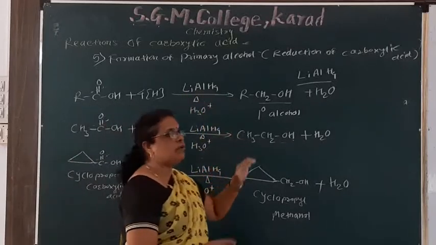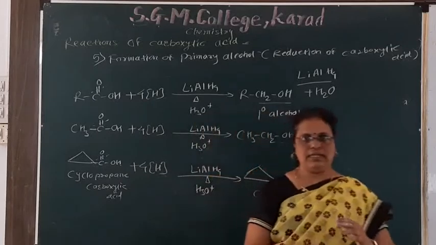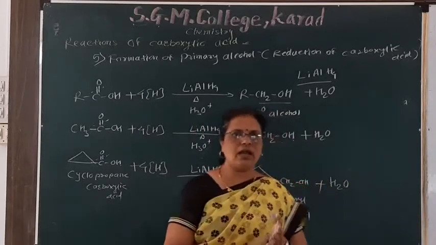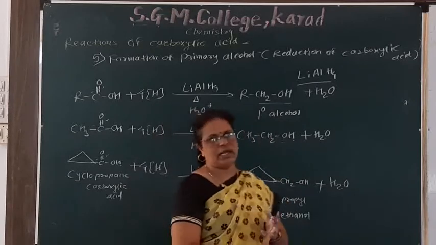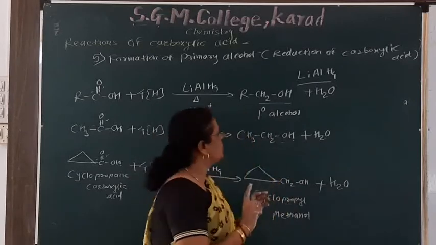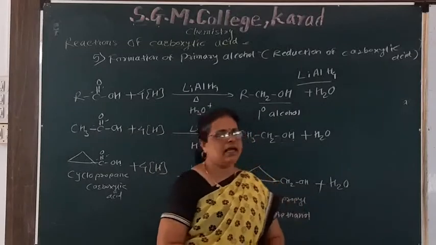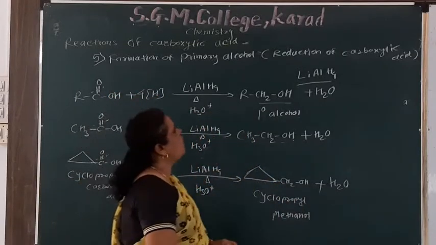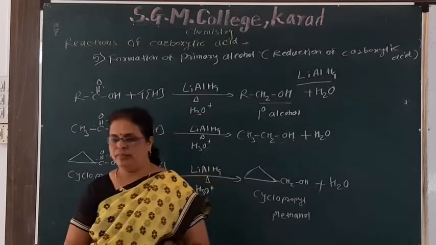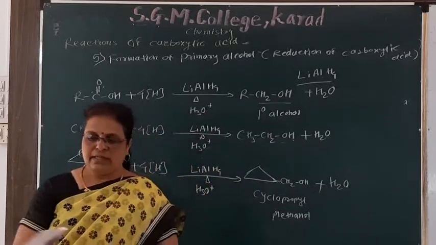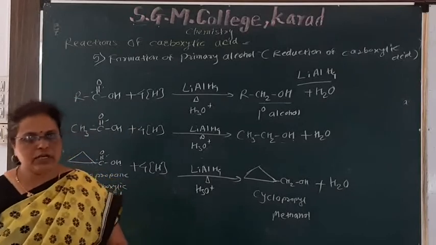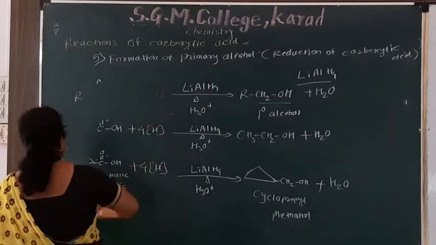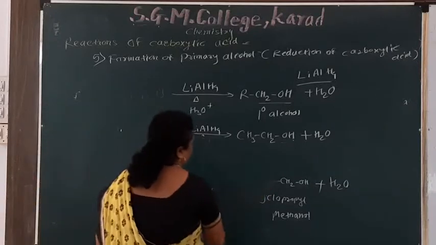B2H6 also reduces carboxylic acid, but B2H6 does not reduce ester, NO2 and halogens. And NaBH4 also reduces carboxylic acid. This is the 5th reaction, that is formation of primary alcohol. Then the next point, that is the 6th reaction, laboratory test for carboxyl group.